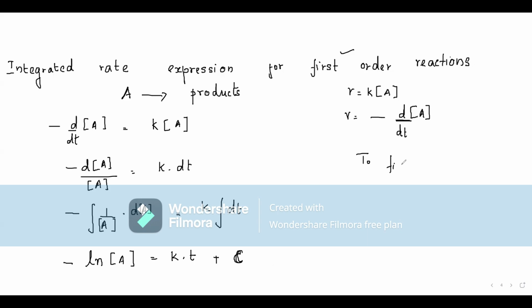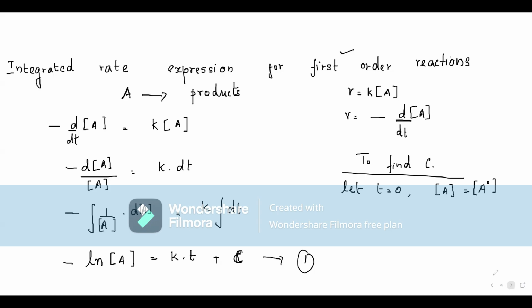So to find C, let t is equal to 0. What do I exactly mean by t is equal to 0? Beginning of the reaction. t is equal to 0 means we are just starting the reaction. And instead of A, I can write A naught, where A naught is the initial concentration. So substitute this in the first equation. Let me call this equation number 1.